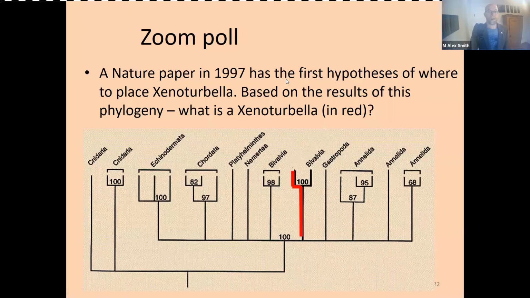Now, based on that sequence, based on the placement of that sequence in this phylogeny, what does that tell you? What did that sequence tell people about what is a Xenotrebella?